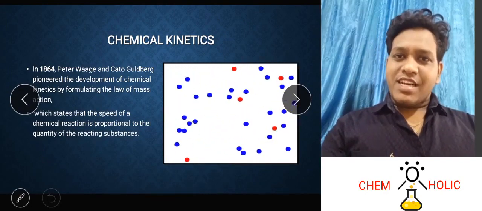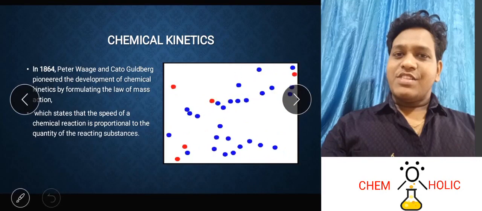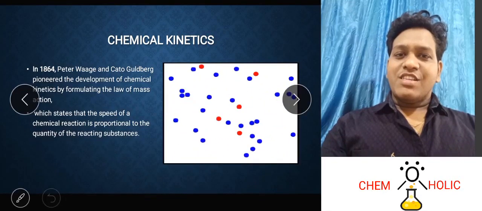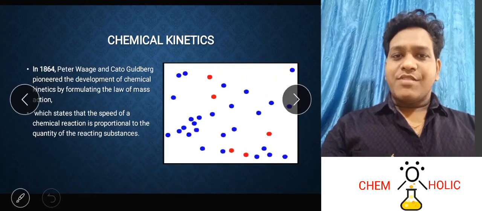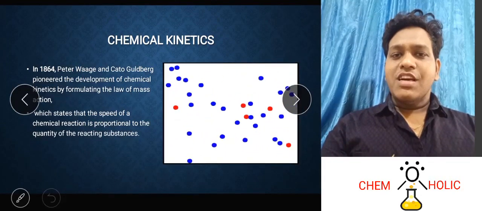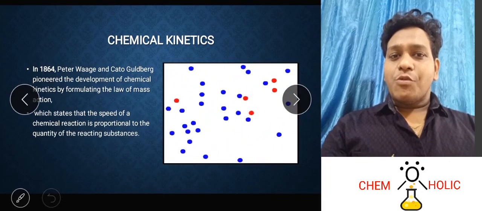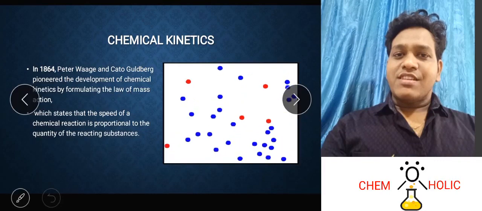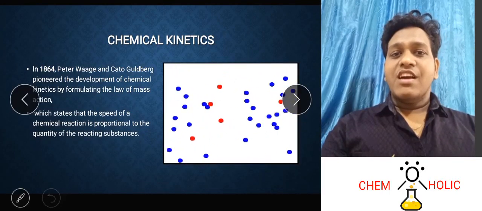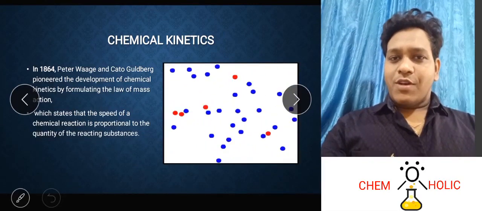Please do not get confused with the law of conservation of mass. The law of conservation of mass says mass is neither created nor destroyed, it just converts from one form to another. Here they used the law of mass action, and in this chapter its role is very huge. We are going to find the rate equation, rate law, rate constant, everything with the help of the law of mass action only.